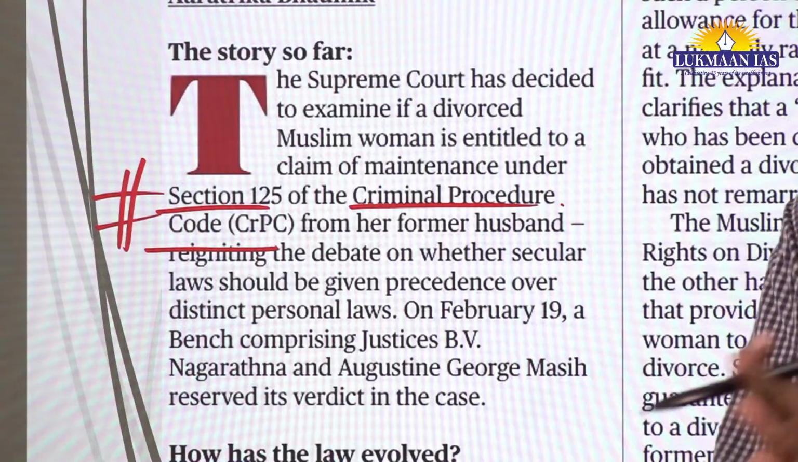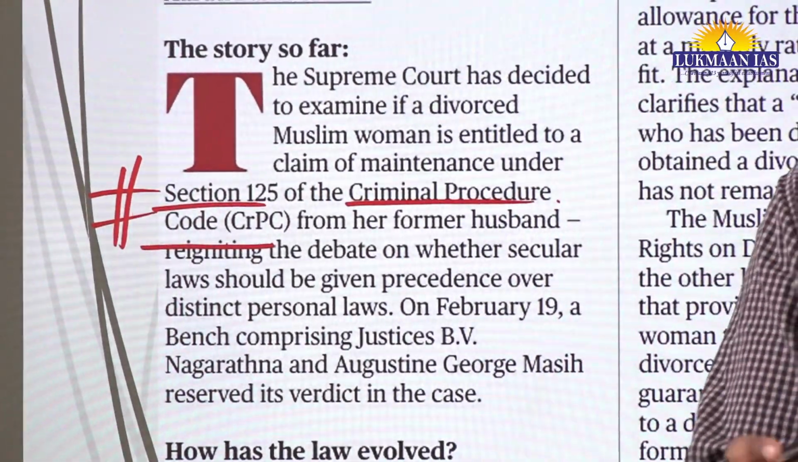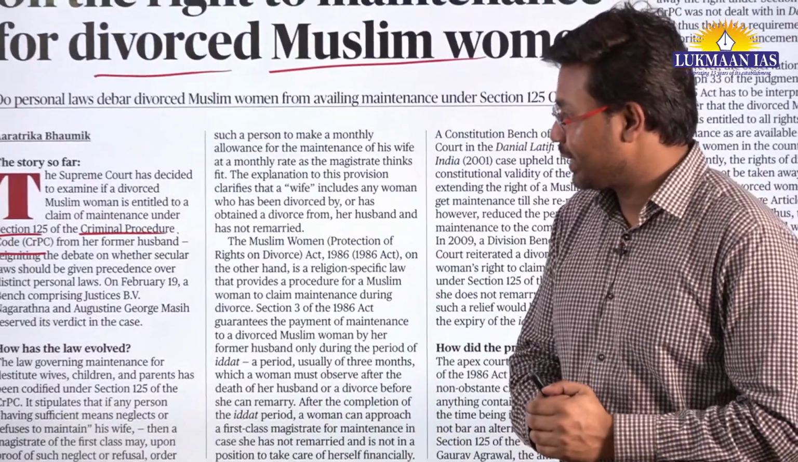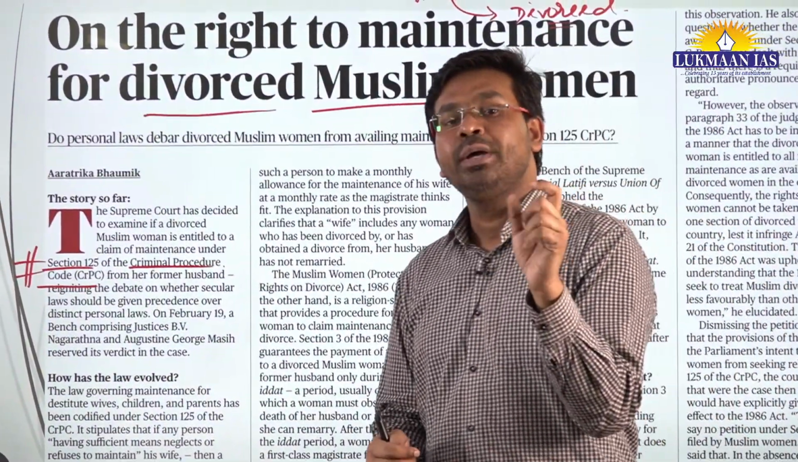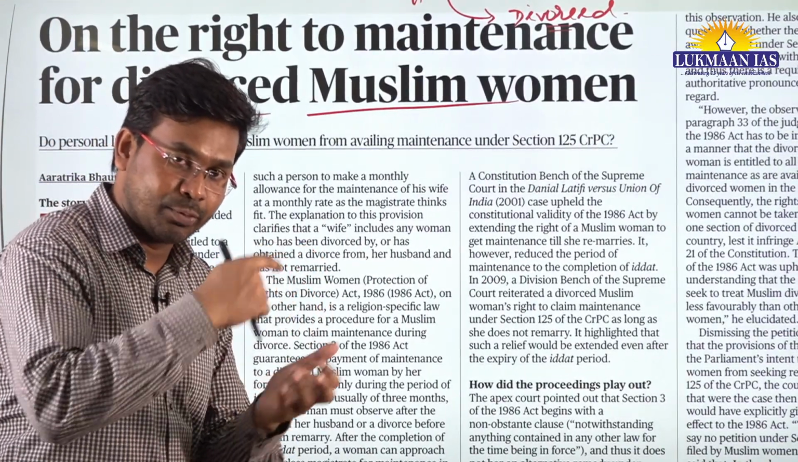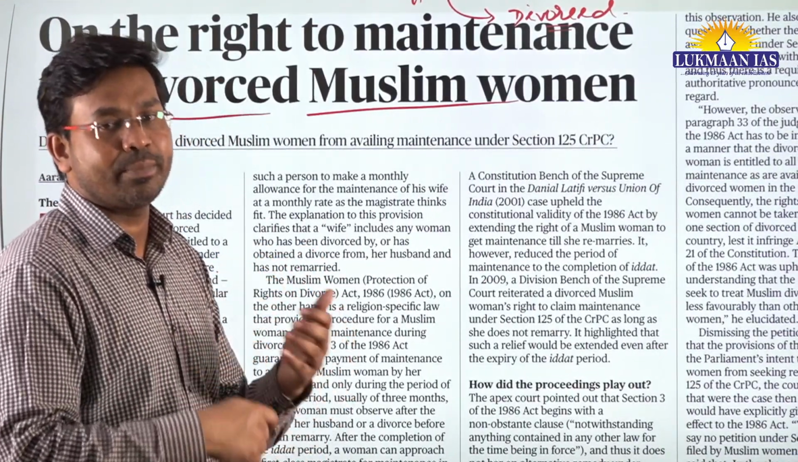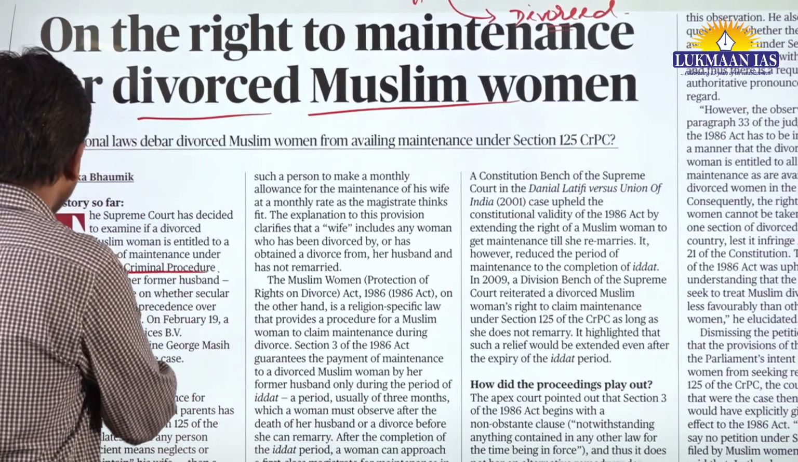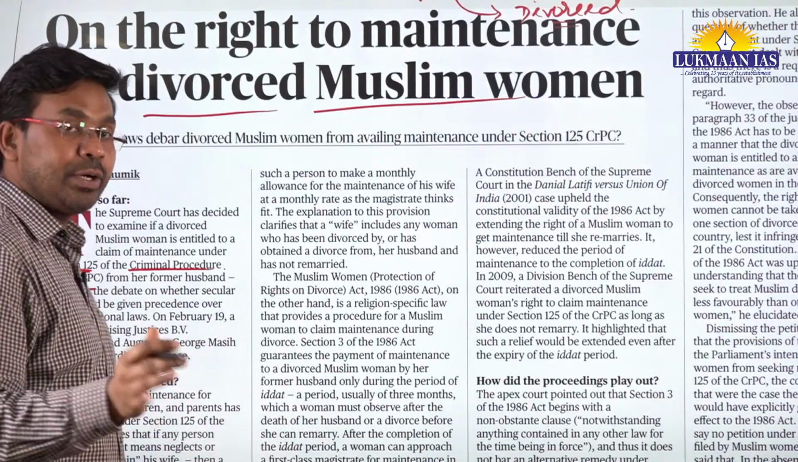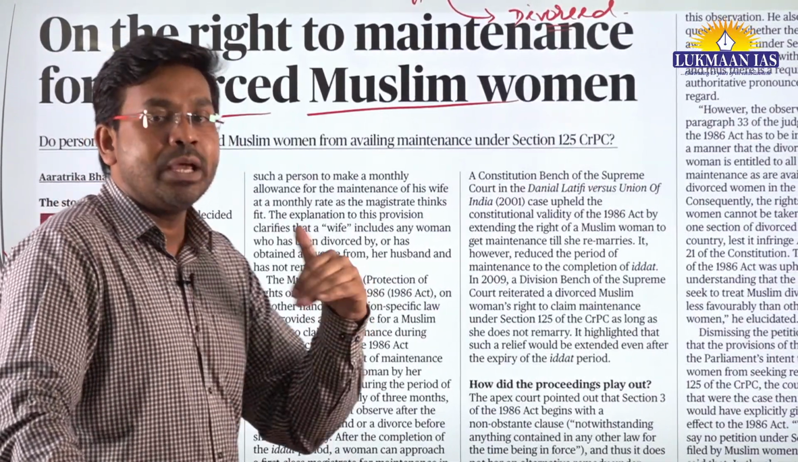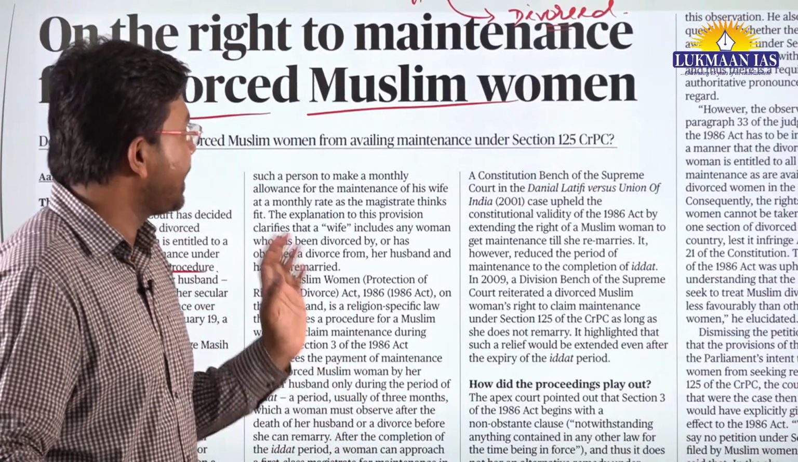CRPC is available to all citizens of India, to all divorced women in the country. CRPC does not look into religious identity, whether the woman is from a specific religious community, whether they are Muslim, Christian, or Hindu. Section 125 of the Code of Criminal Procedure is applicable to all Indian citizens. Specifically, it gives women who are divorced by their husband the right to maintenance.